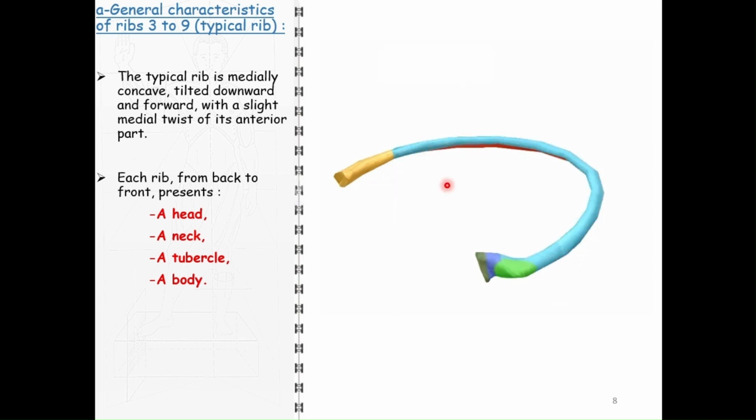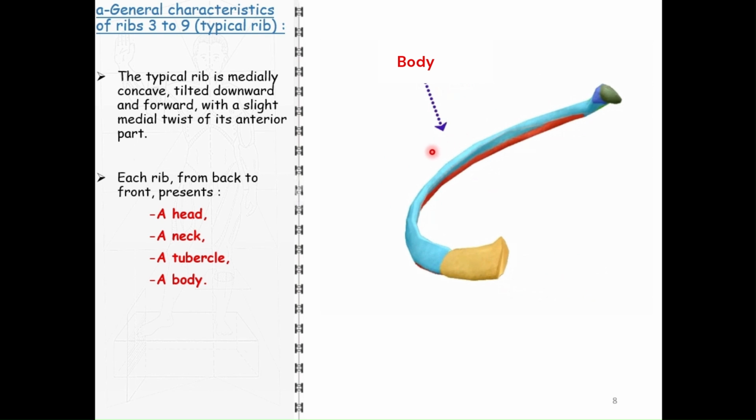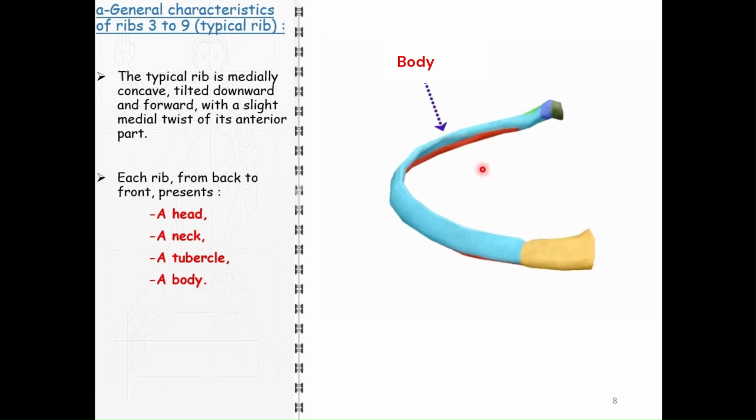The body, after a short posterior and lateral course, bends forward and laterally, forming a prominent costal angle at the back. It has a lateral surface and a medial surface, and two edges, superior and inferior, the latter housing the costal groove, where the intercostal vascular nerve bundle runs.